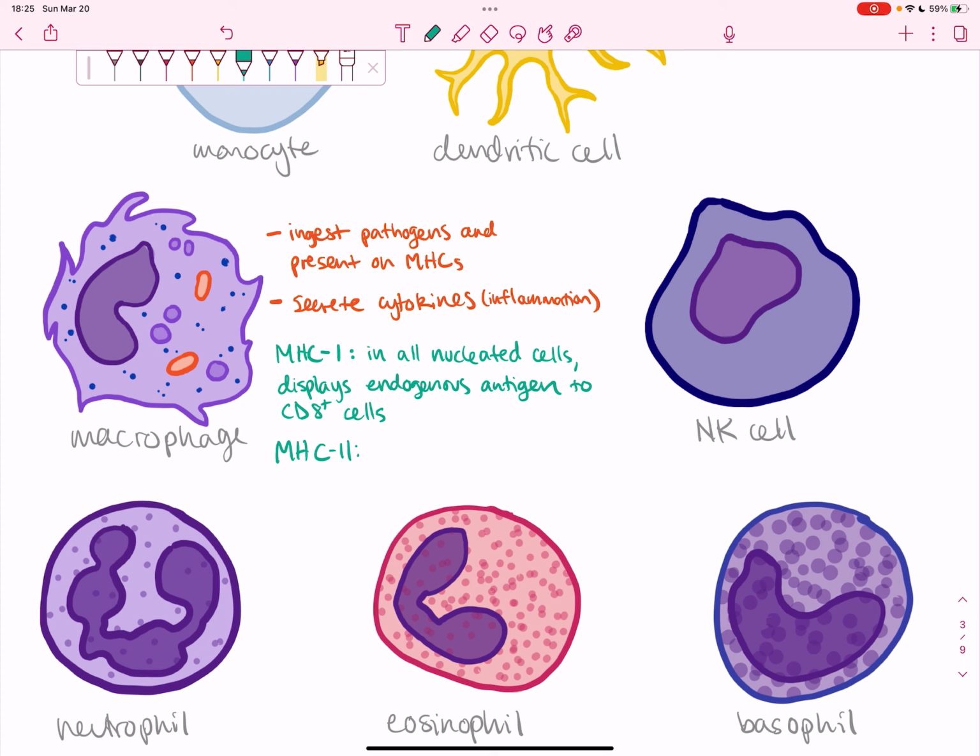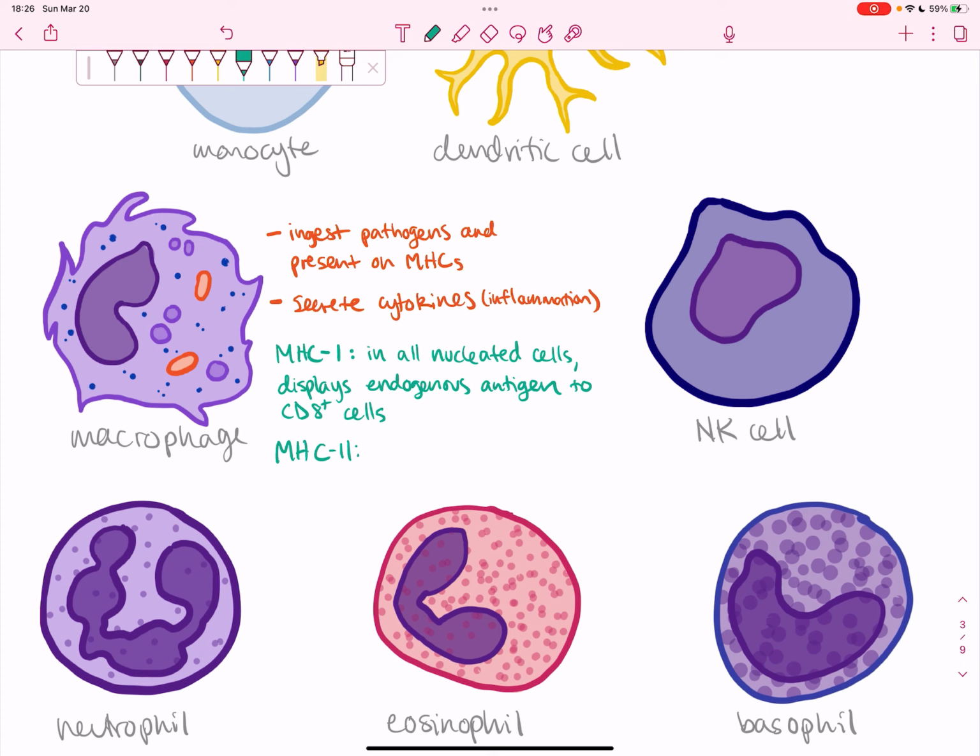So MHC2 is present in all professional antigen-presenting cells, such as macrophages, dendritic cells, some B cells, certain activated epithelial cells, and it displays an exogenous antigen, non-self proteins from outside the cell, to helper T-cells. Helper T-cells are shortened to CD4 plus. I will write all that out.